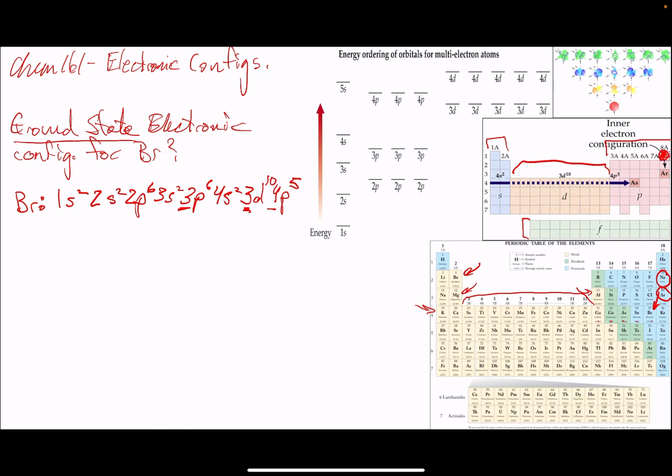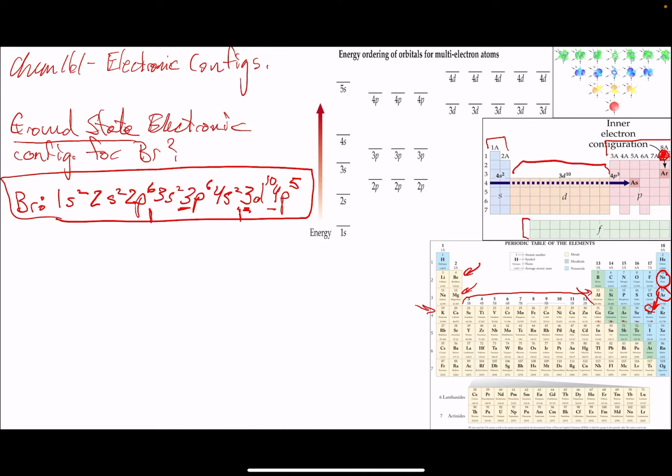You can check the total. The total of your exponents should be 35, as indicated by the atomic number of the neutral atom in question. And so we've got 10 up until here, another 10 there, and 15, so that would be the 35. So there's our correct answer for the bromine.